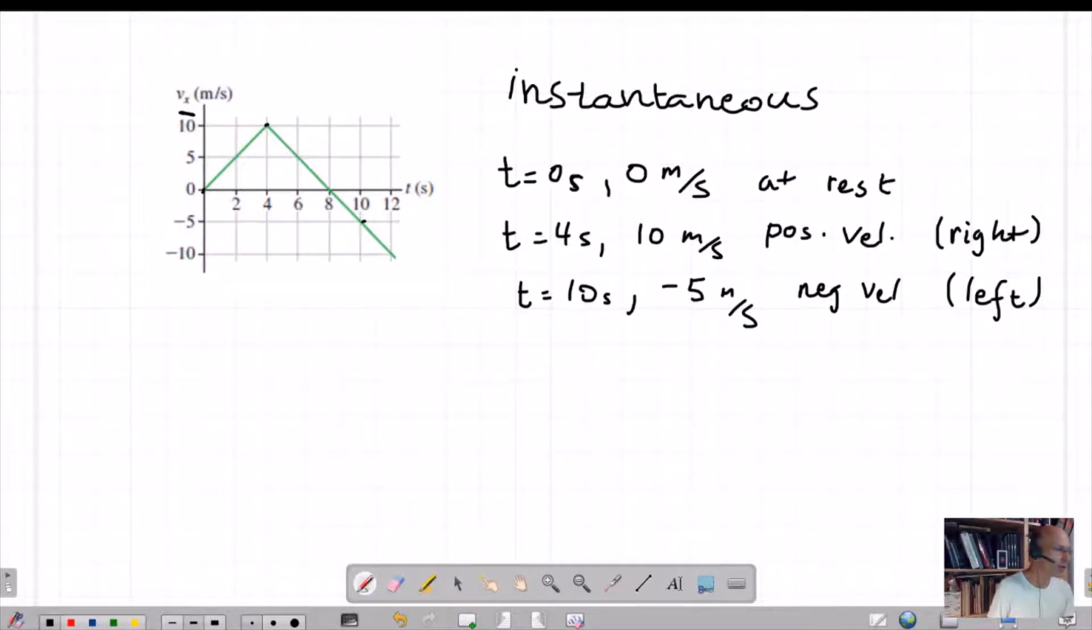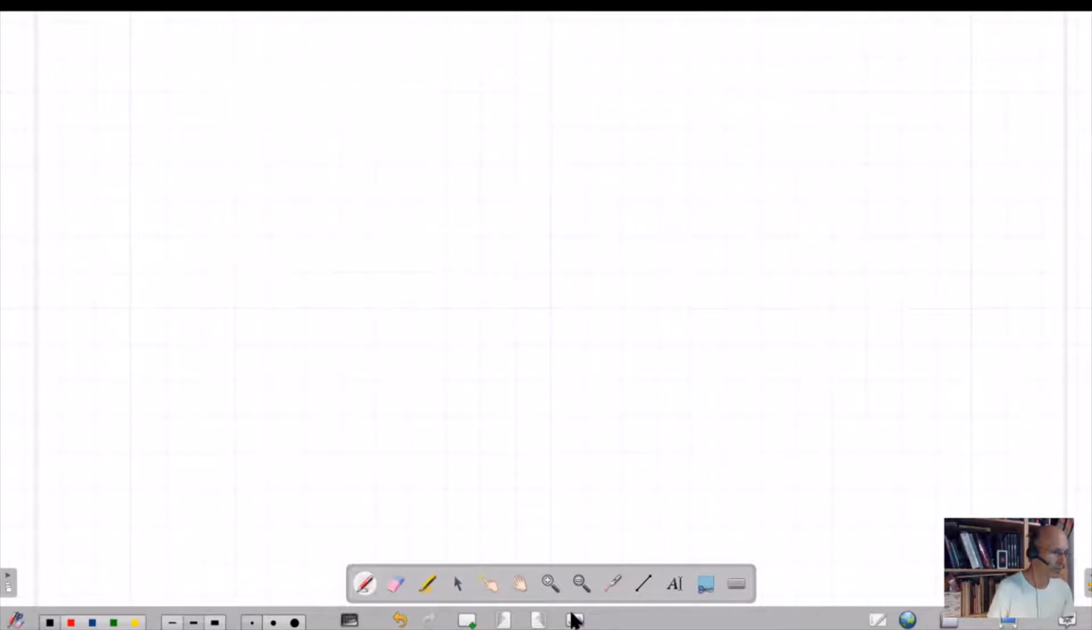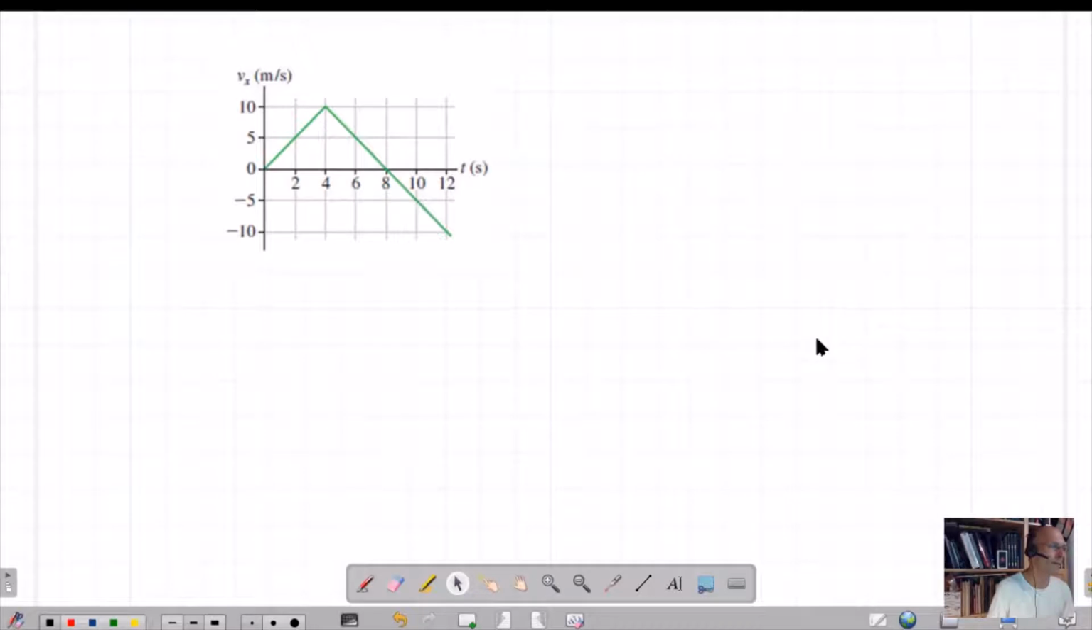Okay, I'm going to clear my writing. Okay, now let's talk about average velocity. So one simple way to determine the average velocity of an object is v average equals the sum of the velocities, say 2, divided by the number of things. This we call the simple average. You learned it in math class.